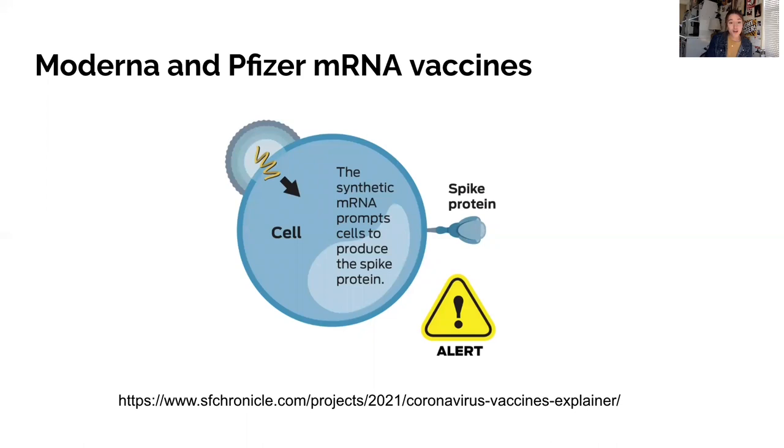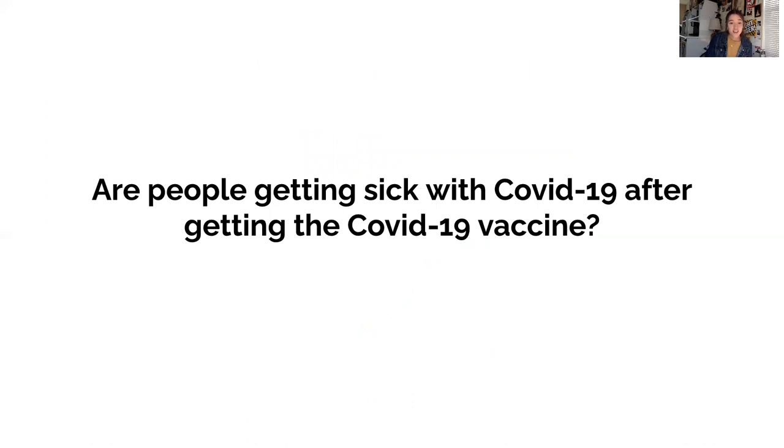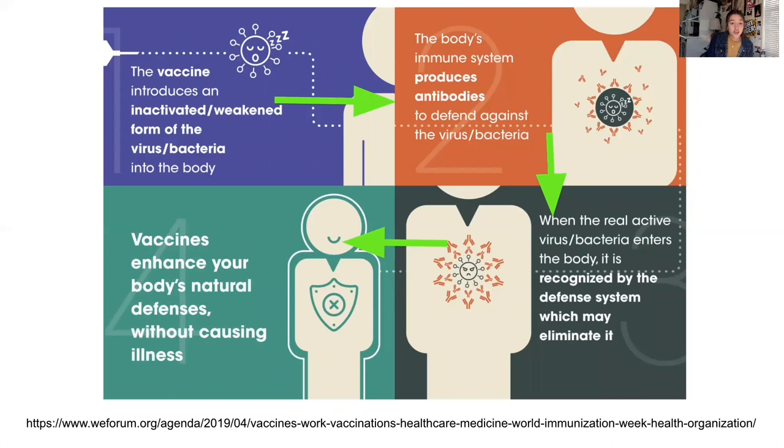So if we were to ask the question, are people getting sick with COVID-19 after getting the vaccine? The answer would be no, because the makeup of the COVID vaccine cannot give someone the whole live virus that causes the disease. So if it's not COVID-19, then why are people feeling sick after getting the COVID-19 vaccine? These vaccines are pretty much just a way to give our immune system valuable information about the coronavirus without us having to become infected and sick with the coronavirus and getting sick with COVID.